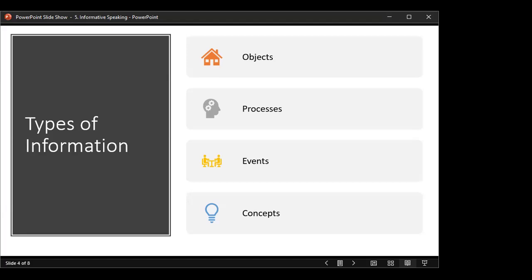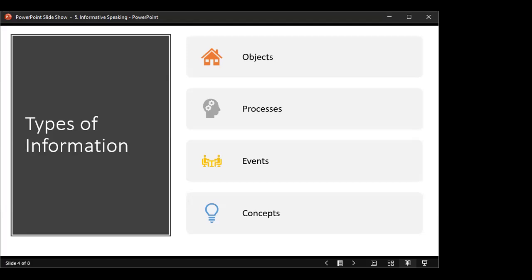Handy dandy highlighter, thumb drive, water bottle. There's a number of things. Any object, anything that's tangible, anything that exists in kind of that constructed reality, that's going to function as an object. The second type of information, these are processes.